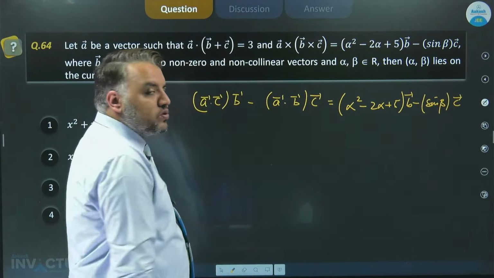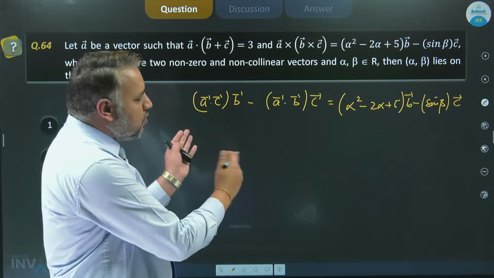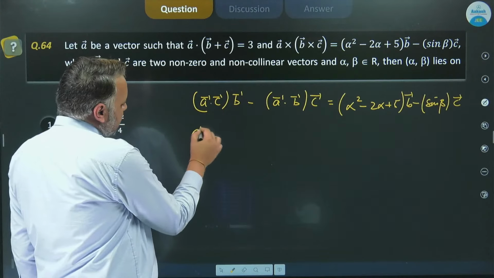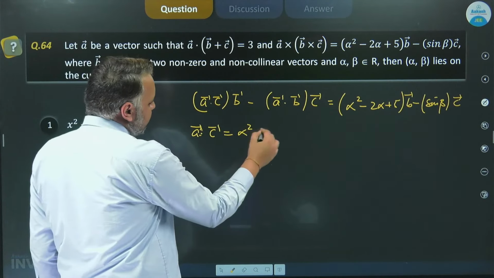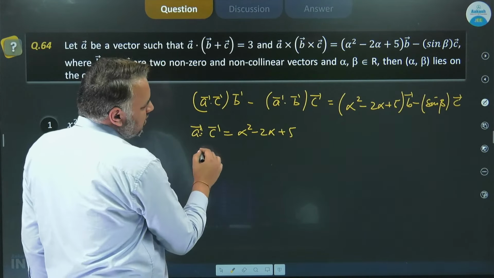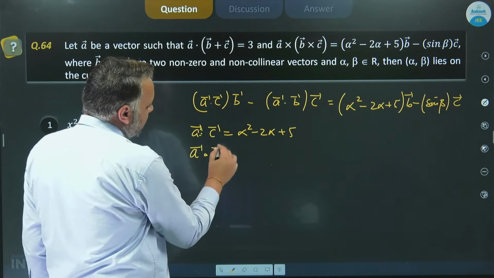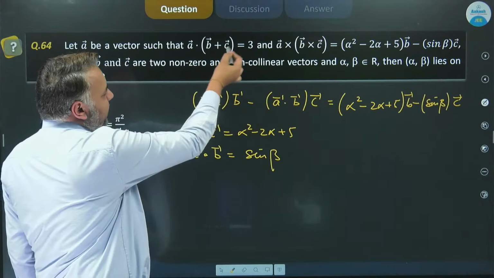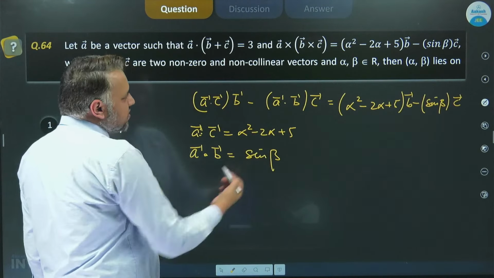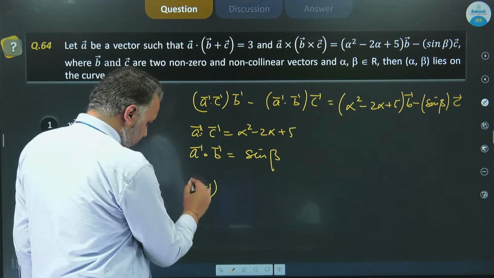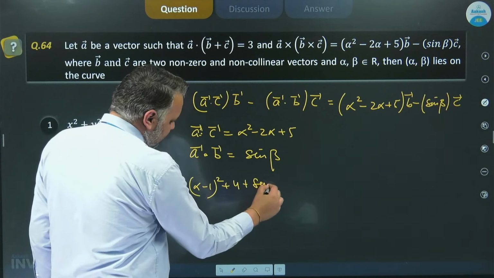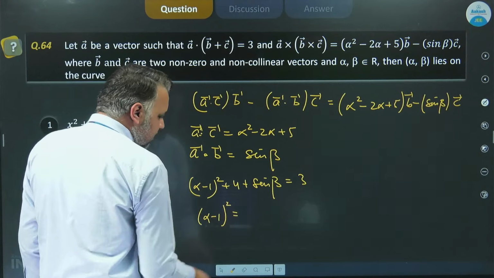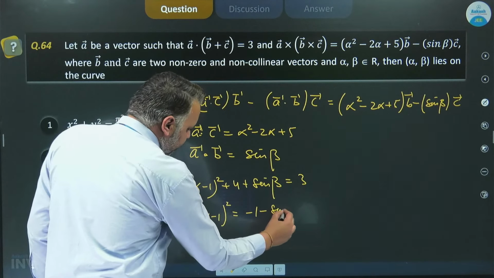Now if B and C are non-zero non-collinear vectors, then you can directly compare the coefficients of B vector and C vector. Then A dot C is nothing but alpha square minus 2 alpha plus 5, and A dot B is sine beta. And here we are given that A dot B plus A dot C is 3. So the sum of these two quantities will be 3. So alpha minus 1 whole square plus 4 plus sine beta must be equal to 3. From here we can comment that alpha minus 1 whole square is nothing but minus 1 minus sine beta.